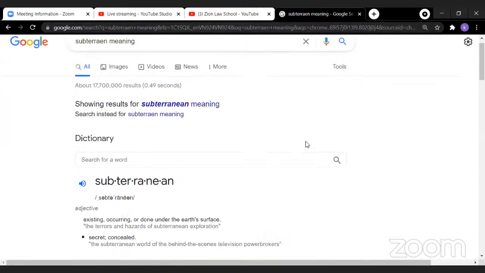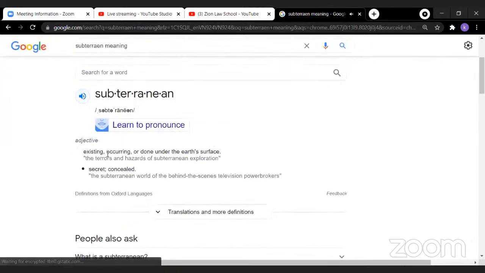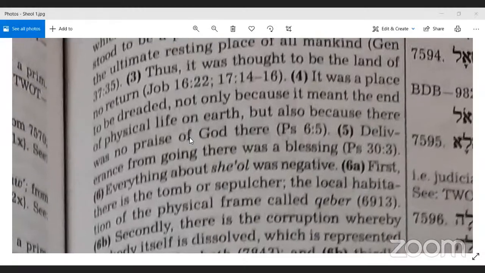Subterranean. Existing, occurring, or done under the earth's surface. So it's still earth. Y'all see it? Yes. Yes.